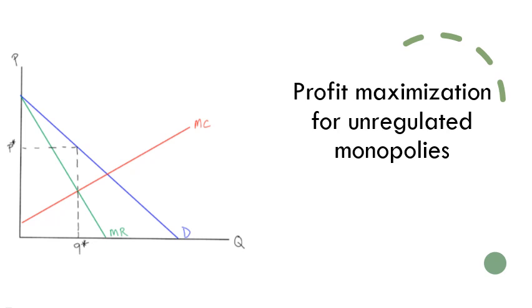Here we have it in graph form. Profit maximization for unregulated monopolies looks like the following. So firms are going to produce where marginal revenue equals marginal cost. Not a surprise.